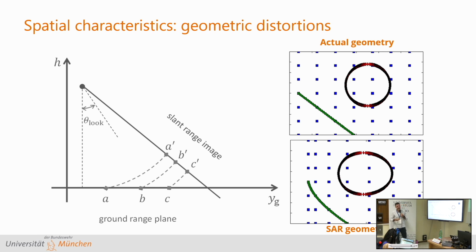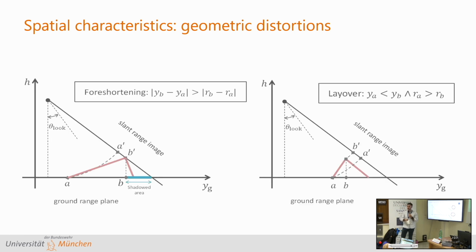Additionally, and actually as a consequence, since the grid is not regular anymore, the line is also deformed, as well as the circle, okay? As your colleague was mentioning before, we have a name for this effect. If we have a positive slope that is looking at the SAR sensor, this slope will look shorter.